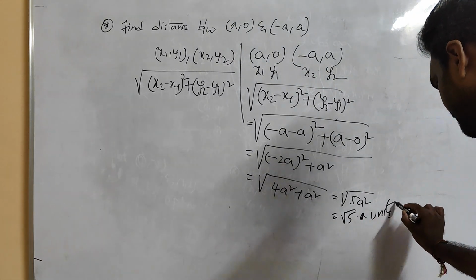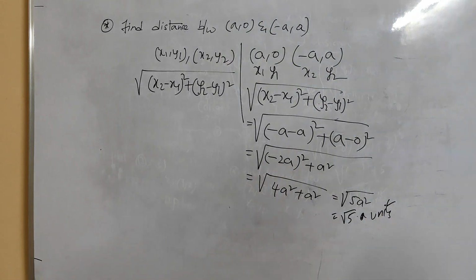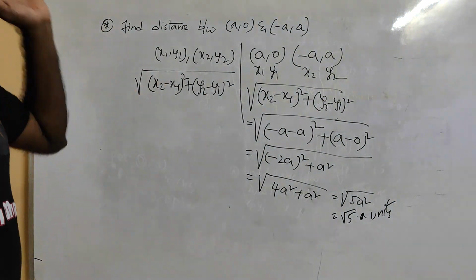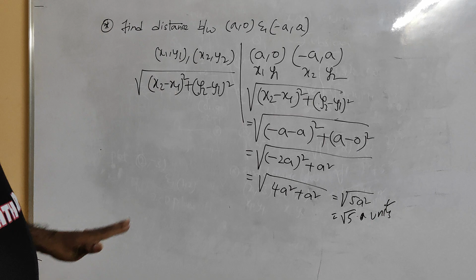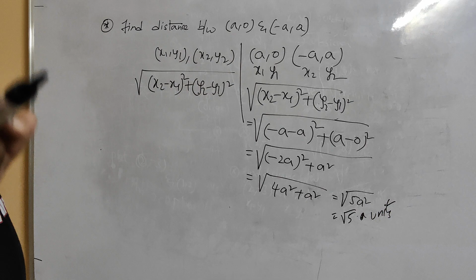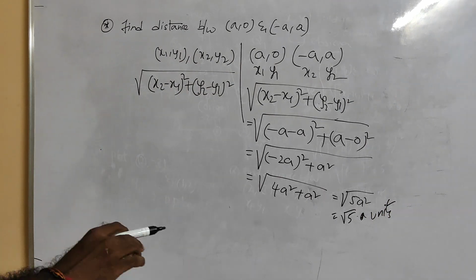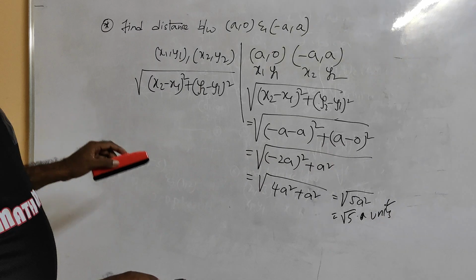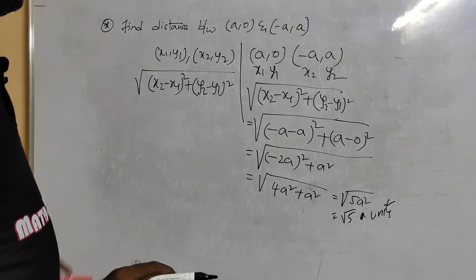Units have to be there. Root 5 into a is the absolute answer that the person correcting your paper is searching for. Okay? Root 5 into a units is the perfect answer. Units you have to mention whenever you are talking about geometry, you have to be very clear about that. This is regarding the distance formula.